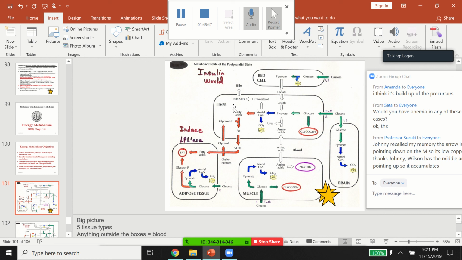Also, if he ever writes anything, make sure you know what world that's in. So, insulin world has LPL being activated more, because that means it's storing your fat.